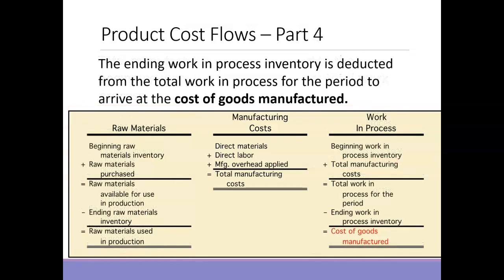The ending work in process inventory is deducted from the total work in process for the period to arrive at the cost of goods manufactured. This is an important table to be reminded of when we do these schedules. We're going to follow this example.